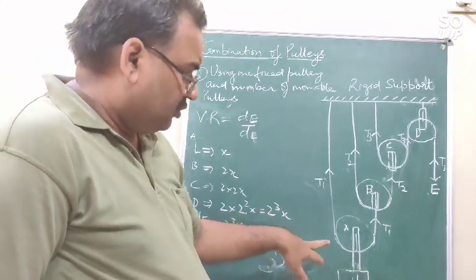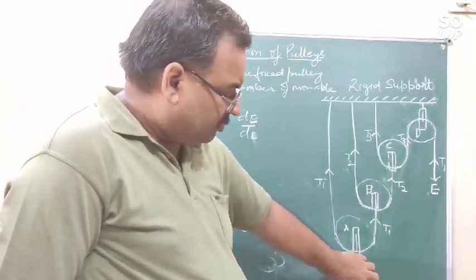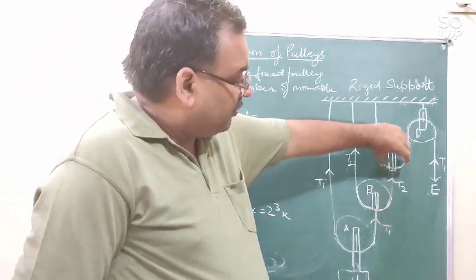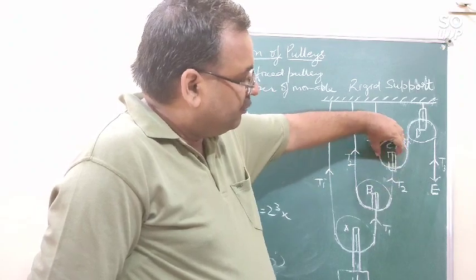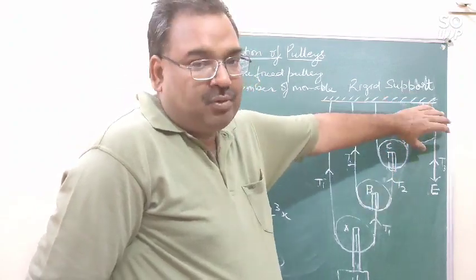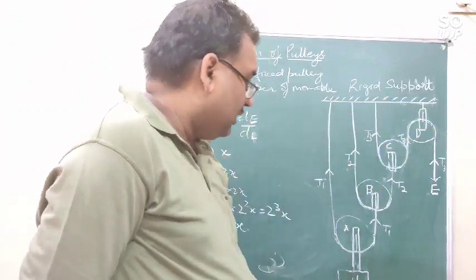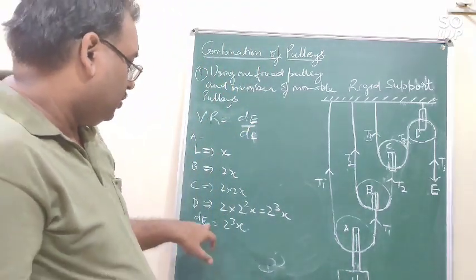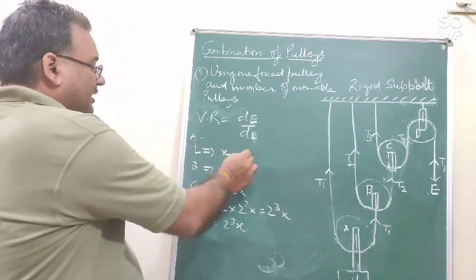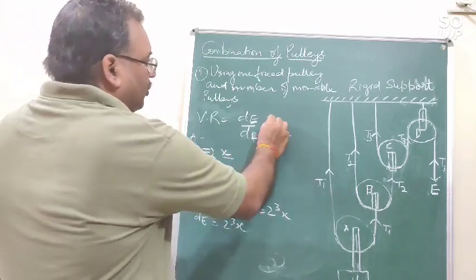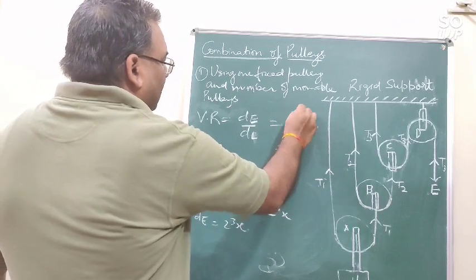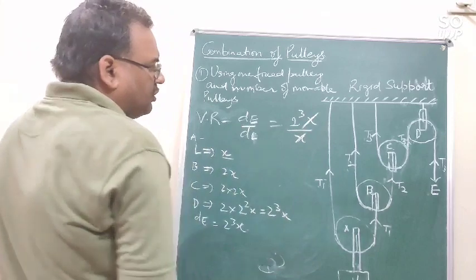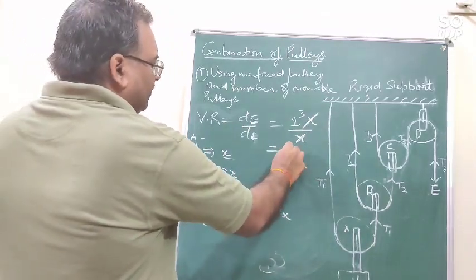Is it clear? So x is whatever distance is moved by the load, twice of that pulley B will be pulled up, and twice of whatever B is pulled, C will be pulled up, and twice of that D will be pulled up. So the effort will move 2 raised to power 3 times the distance moved by the load. The distance moved by the load is x. So this is equal to 2 raised to power 3 x upon x. So velocity ratio is equal to 2 raised to power 3.